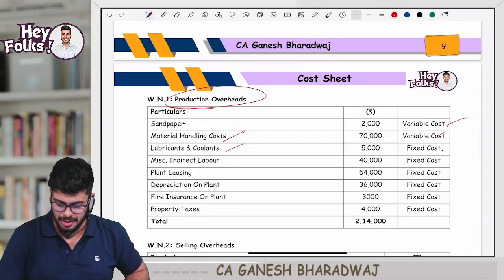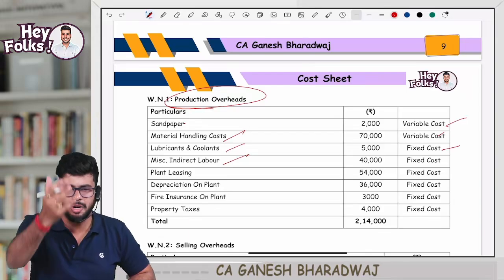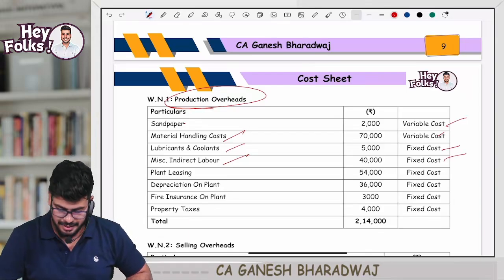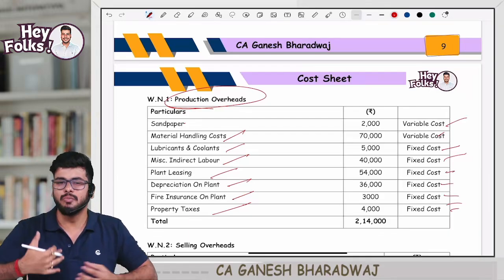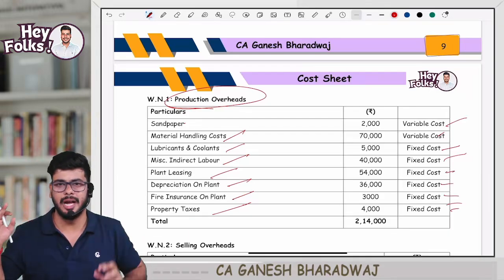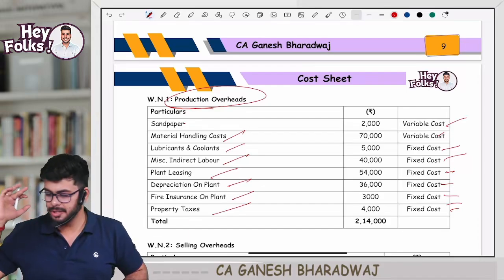Lubricant and coolants and all. Fixed costs they have classified: miscellaneous indirect labor, supervisor salary. It does not move with production. Guys, correct? Then plant leasing, depreciation, fire insurance, your property taxes and all, these are all fixed costs. They don't move along with your output. You guys know that. Are you all clear with this? Any issues, any problem here?